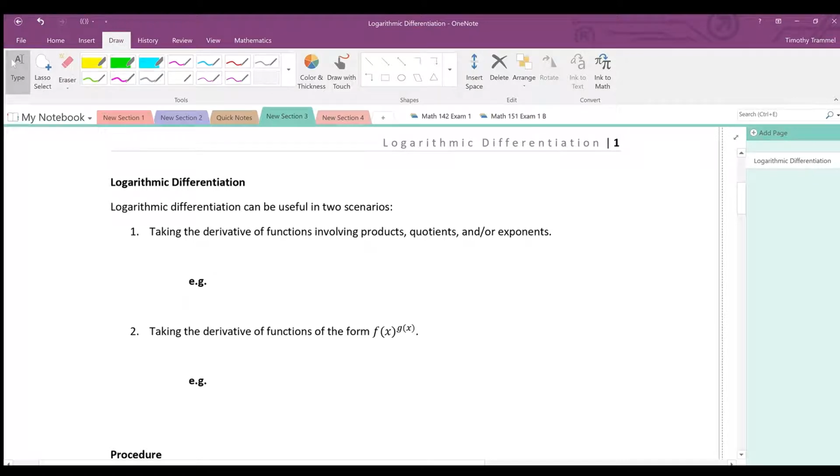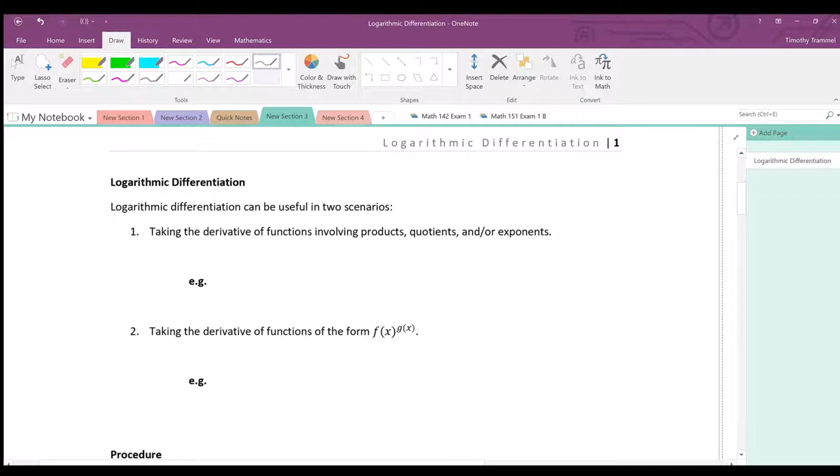We are on to an application of implicit differentiation, and that application is called logarithmic differentiation. Before we actually figure out what logarithmic differentiation is, let's see where it's going to be helpful to us.